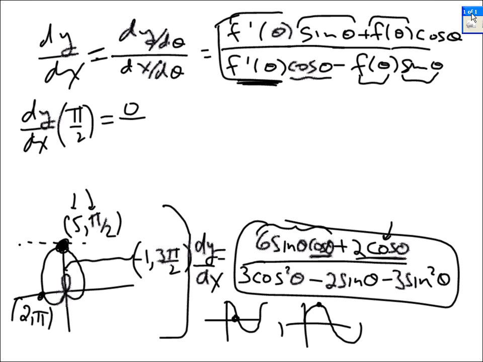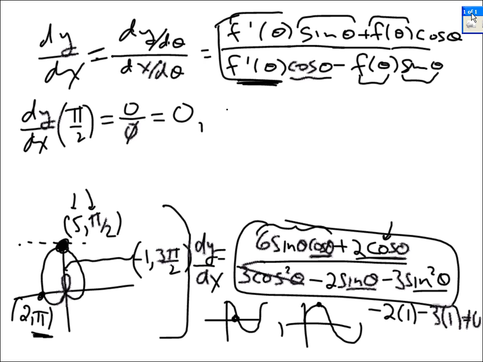I just have to make sure the denominator is not 0. Well, I know cosine of theta is 0. Cosine of pi over 2 is 0. But then we take away 2 times sine of pi over 2, which is 1, and then we take away 3 times sine of pi over 2 squared, which is also 1. Sine pi over 2 squared is 1. Well, that's not 0. Maybe I don't know what it is, but I know it's not 0. It's negative 5. So the bottom is not 0, so we get 0. Done. Okay, now we go to pi.